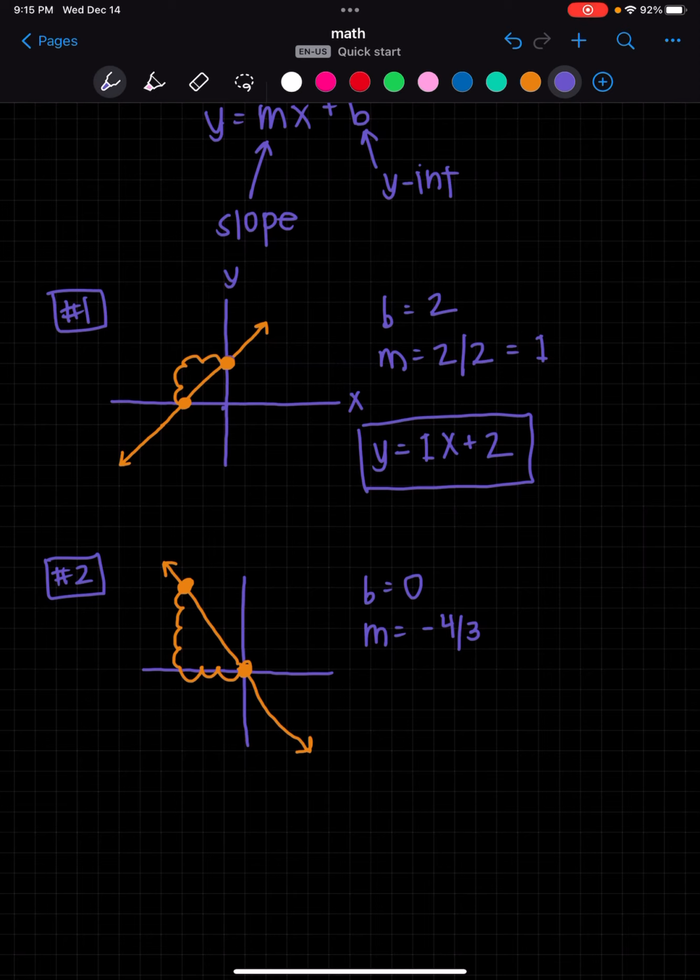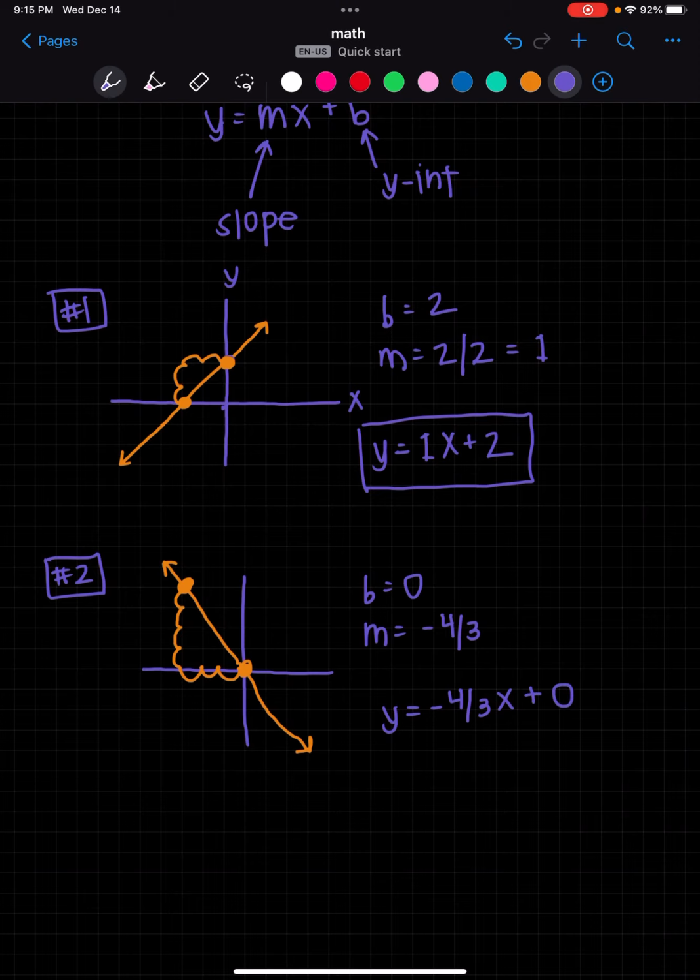And 4 over 3 cannot be simplified, so our slope is just negative 4 over 3. So when we write our slope-intercept form, we would say y is equal to m, which is negative 4 over 3, x, plus our b, which is 0.